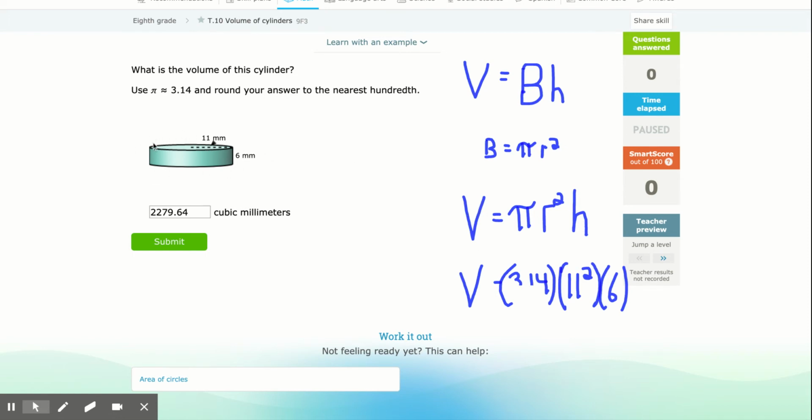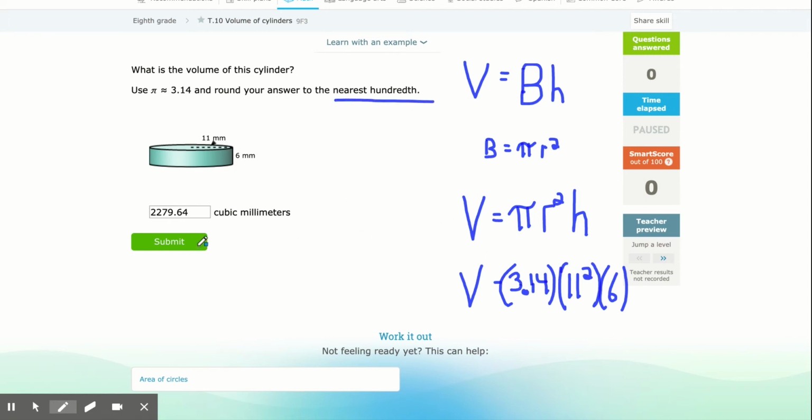So for this particular very short squat pop can, we have a radius, this little dotted line here, of 11. So I'm going to have 11 squared, and I'm going to multiply that by the height, which is 6. And then they're using 3.14 for pi, so I'm not using the pi button in my calculator. I multiply all those together on a calculator, and I get 2,279.64. I go out to 0.64 because it says to round to the nearest hundredth.